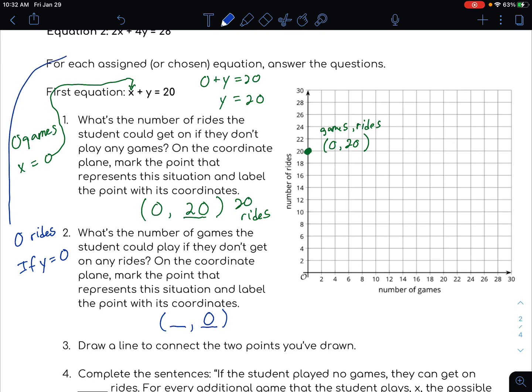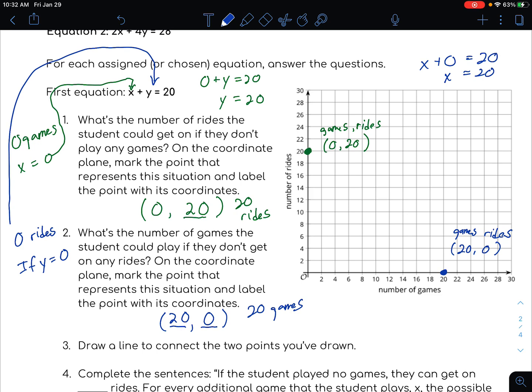If we think about that the same way, this time we're going to put 0 in for Y. I'm just going to put that over on the side over here. So that would be X plus 0 equals 20, because 0 is going in for the Y value, which really means that X is equal to 20. So we have 20 games if there are 0 rides. So (20, 0) would be your x-intercept over here, which represents 20 games and 0 rides.